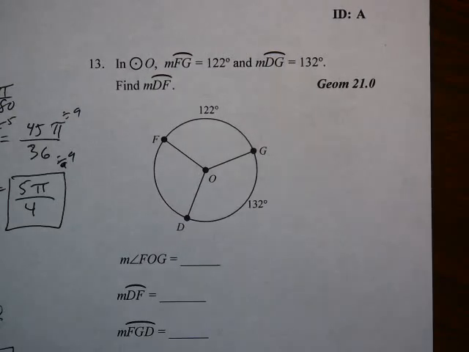Unit 6 review number 1. This is going to cover numbers 13 and 14. These are all dealing with different angles and arcs on the circle with all the degree measurements.